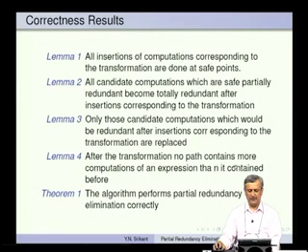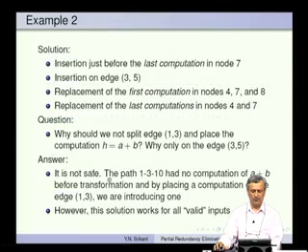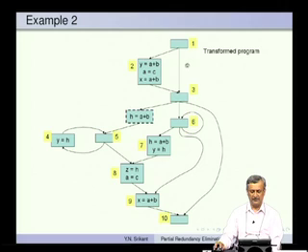After the transformation, no path contains more computations of an expression than it contained before. So, this is something we already assured. So, we did not want to insert anything by breaking this edge. So, otherwise this would have had an extra computation. Okay.